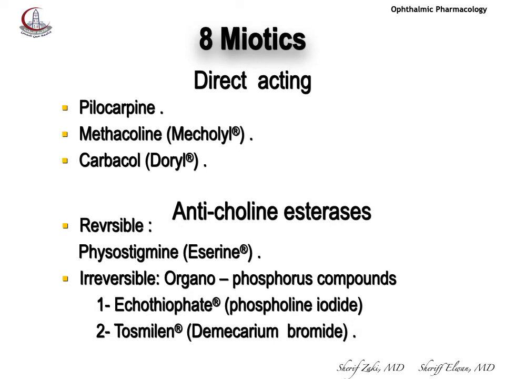The second group is indirectly acting by inhibiting the enzyme cholinesterase, and therefore known as anticholinesterases, and these are either reversible, like physostigmine, known as Eserine, trade name, or the much more toxic irreversible organophosphorus compounds used as insecticides, and the two known preparations are echothiopate, scientifically phospholine iodide, and Tosmilen, scientifically demecarium bromide.